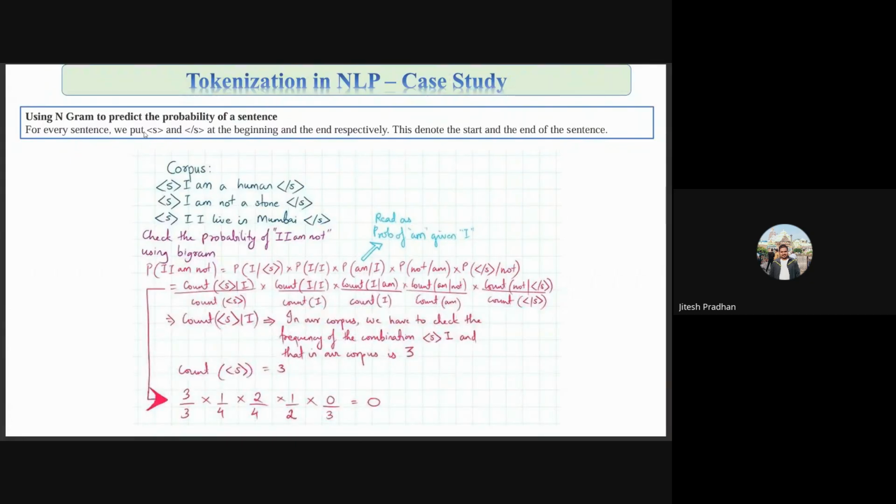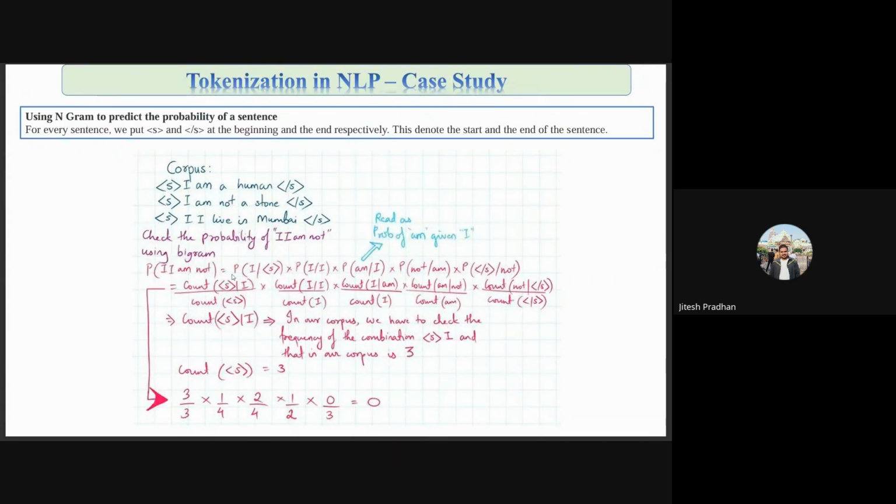Now we will use a statistical probability based model to predict the probability of a sentence, that is, what is the chance of having that sentence. So now check the probability of "I am not". We have to find the probability of this using bigram. So for finding this, we need P(I am not). Now let's find out the bigrams: look here, "I am not" is there.